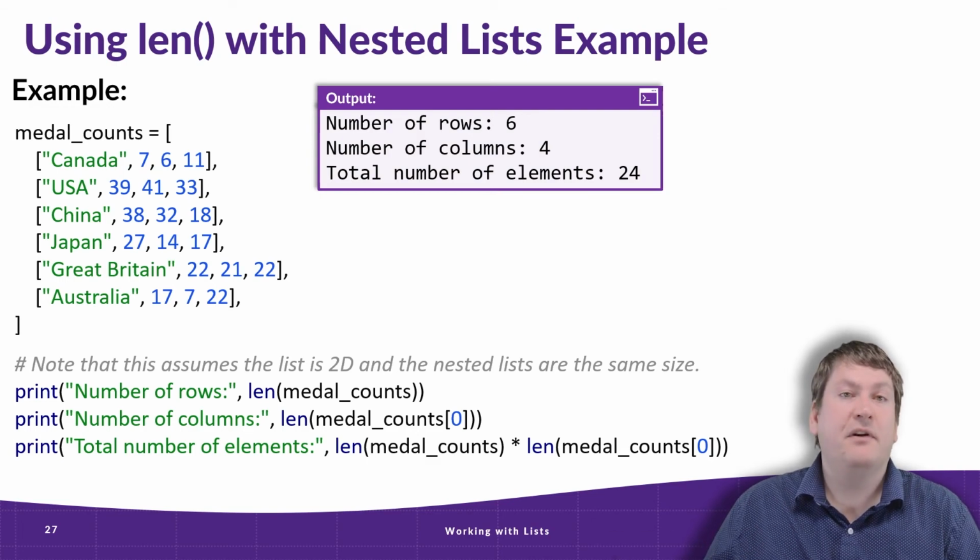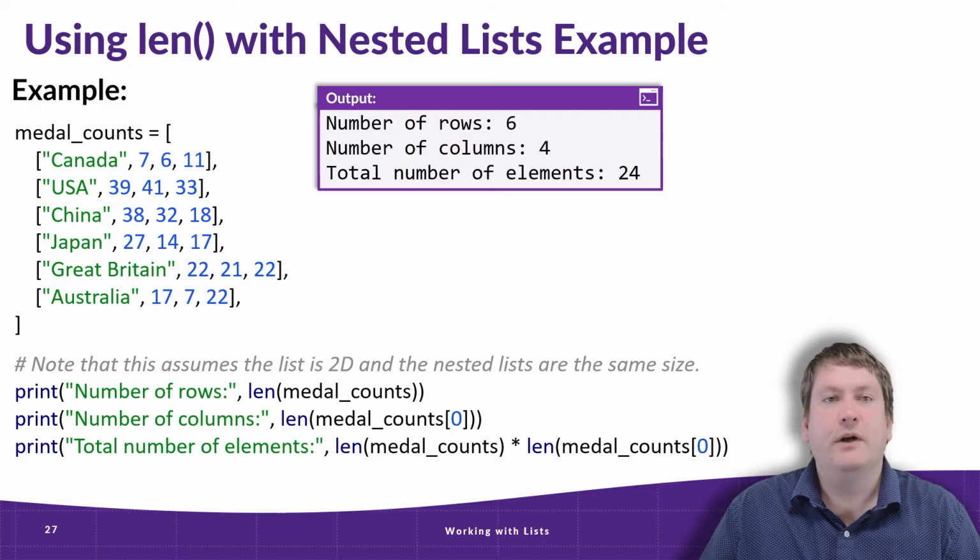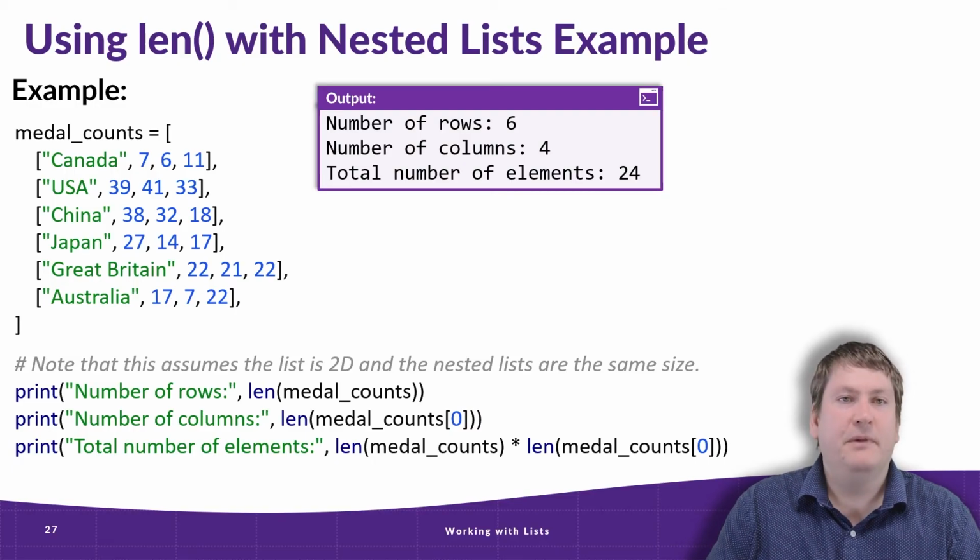So this gives us the number of columns if we're assuming that each list inside this list has the same number of elements. Then last, to find the total number of elements in this list, we can multiply the rows by the columns. So 6 times 4 in this case is equal to 24. Just keep in mind, this only works if each one of these lists has the same number of elements. If we had something weird, like some countries didn't have any bronze medals, then we'd have to do a little bit more work to find the total number of elements.